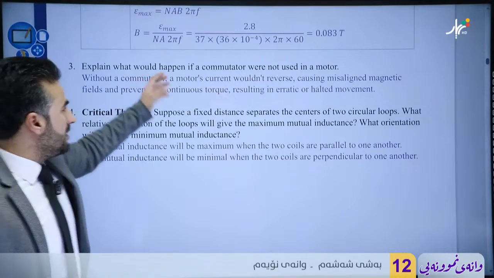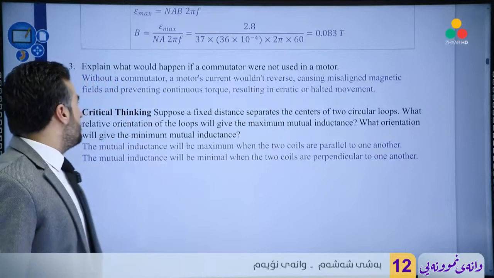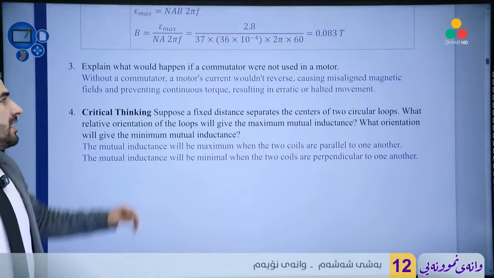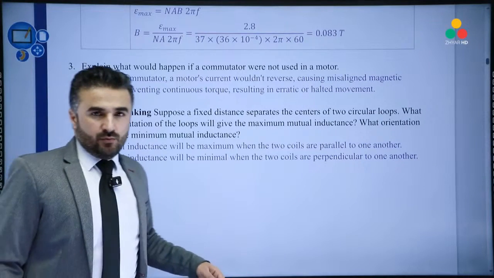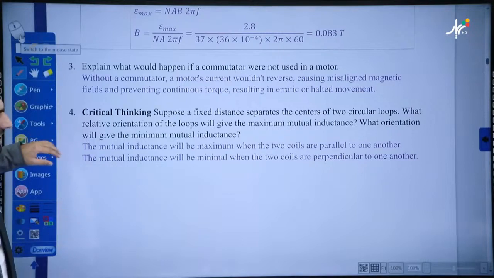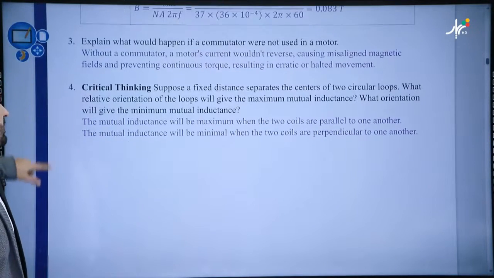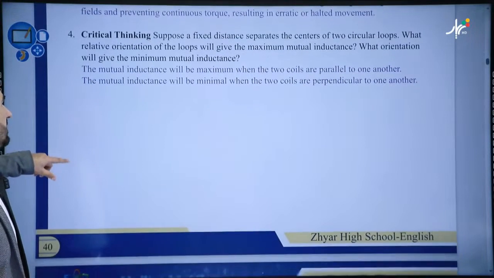Without a commutator, the motor's current wouldn't reverse, causing a misaligned magnetic field and preventing continuous torque, resulting in erratic or halted movement. The movement is going to be a little back and forth, and the motor will not work, to make it short.